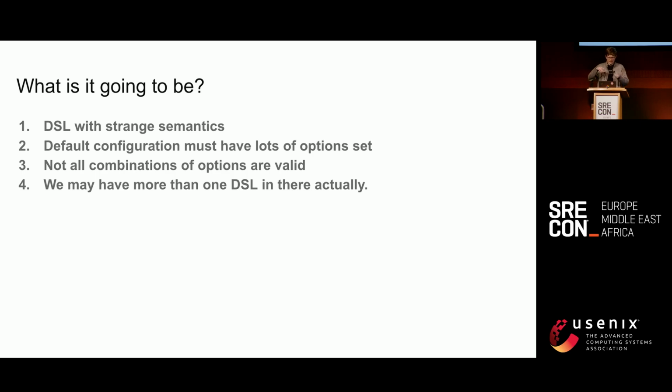We will have a configuration which must have a lot of options set, so there is no empty configuration. You can no longer run with an empty file; it's impossible. You just need to have 100 values set in there. Not all combinations of options will be valid. You'll have like 200 of them, but if you put 5 here, this must be between 8 and 15. And you might also have more than one DSL in the same file, or files next to the same file, right?